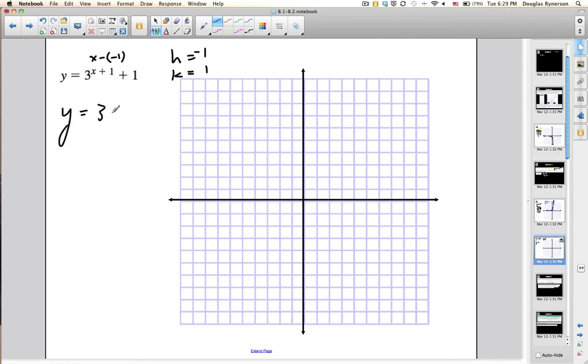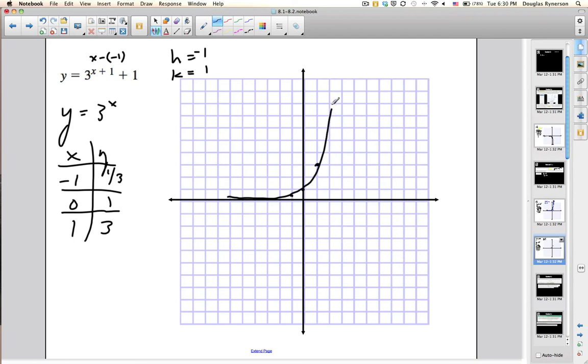Y is equal to 3 to the x power. Here's my input-output table. I pick the same values again, -1, 0, and 1. And here I'll have 1/3. 3 to the -1 power is 1/3. 3 to the 0 power is 1. And 3 to the first power is 3. So I'll have 1/3, 1, and 3. I go ahead and run my graph through this.